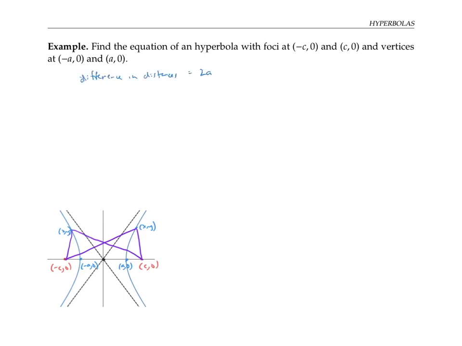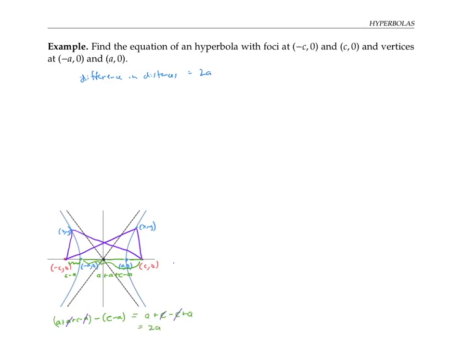The reason is, if I take my point to be this vertex here, then its distance to this focus is exactly c minus a, because c is bigger than a. And its distance to that focus is going to be, well, let's see, this is a, and this is -a, so that distance will be a plus c minus a. Now I'm going to do the difference: (a + c) - (c - a). That simplifies to a + c - c + a, which is 2a.